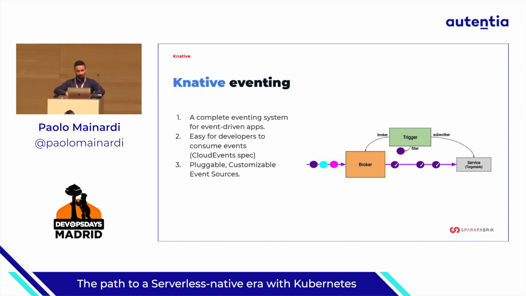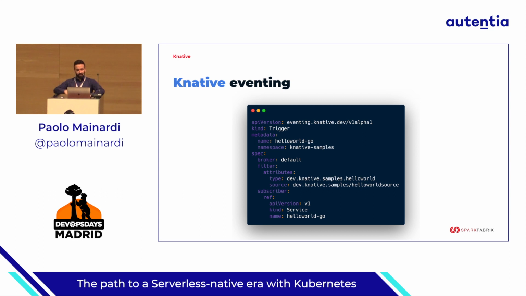The second big component is Knative Eventing, which is a complete eventing system for event-driven apps. It has two components: the broker, which is the main component capable of receiving all the events coming from many disparate sources, and the trigger, which is the glue between our service and the events that are coming in. This is how we define a trigger.